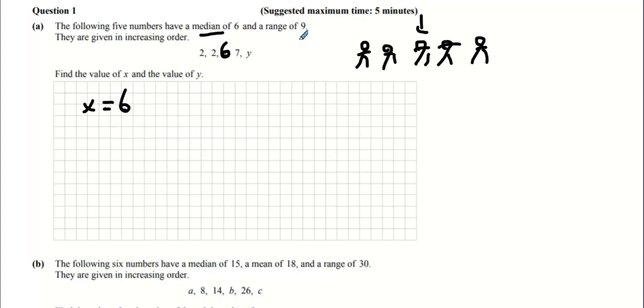Next thing we're told is the range is 9. This means the bottom number, which is 2, top number take away bottom number has to be 9. So top number take away 2 equals 9. This implies that y, which is the top number, must be 11, because 11 take away 2 is 9.